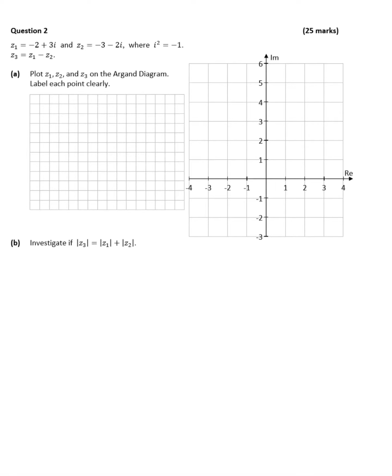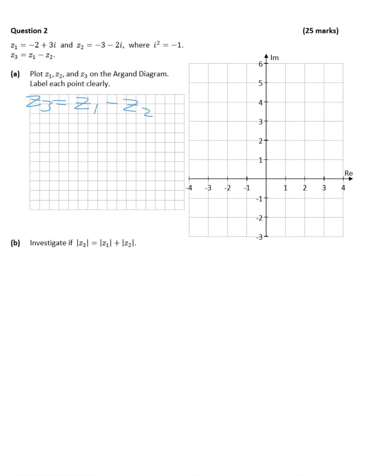Question 2 here, so complex numbers question. So we're given Z1 and Z2, and we're told Z3 is Z1 minus Z2. Okay, in part A, we need to plot Z1, Z2, and Z3 on the Argand diagram. So before doing that, let's get Z3. So Z3 is equal to Z1 minus Z2.